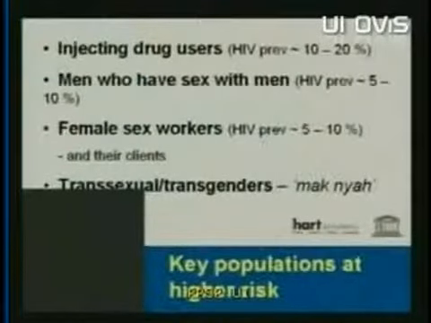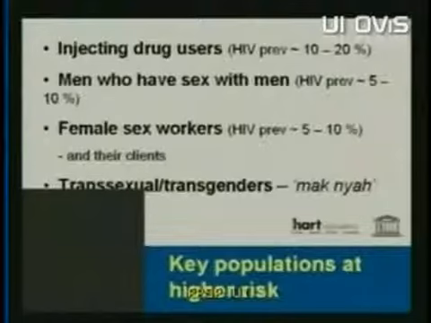So, some numbers for the most at-risk populations. I mentioned IDUs. HIV prevalence is thought to be about 20% amongst men who have sex with men, female sex workers, and transgender populations, in Malaysia we call them maknya, which is equivalent to the warias in Indonesia. We have very little information about these three groups.